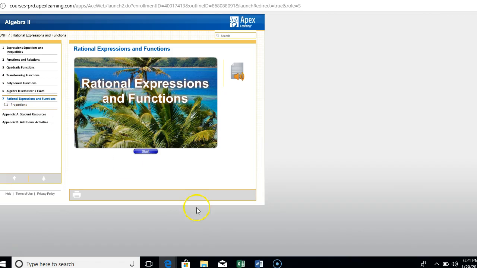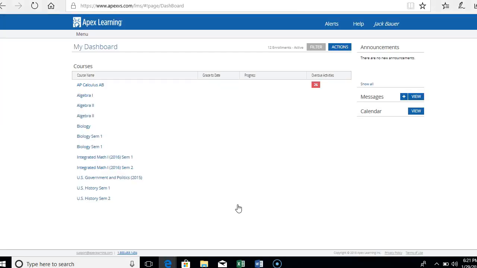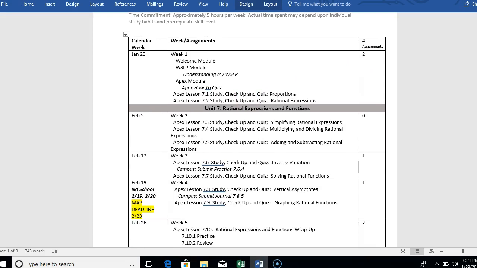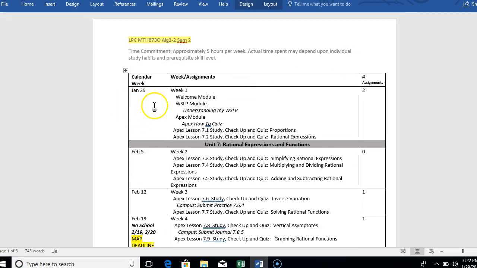How do you know what to do? You have your learning plan contract that tells you what order to work in the class. So notice your learning plan contract. You want to print this off if you haven't yet. Week 1, we're starting here in Unit 7, 7.1, and I'm going to complete the study, the checkup, and the quiz for this lesson called proportions. And then I'm going to move to 7.2. When I am done with that, I am done for my suggested work for the week. Bam. If I want to work ahead, I can work ahead.